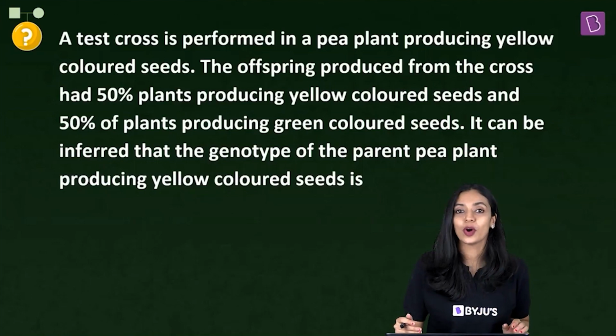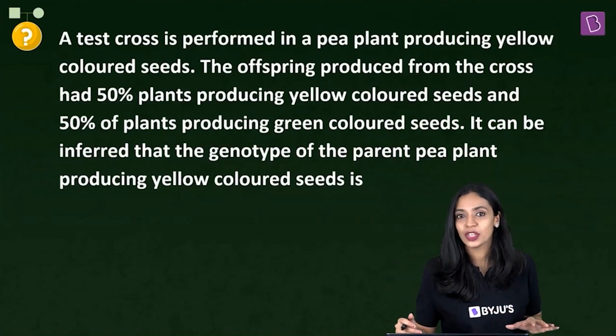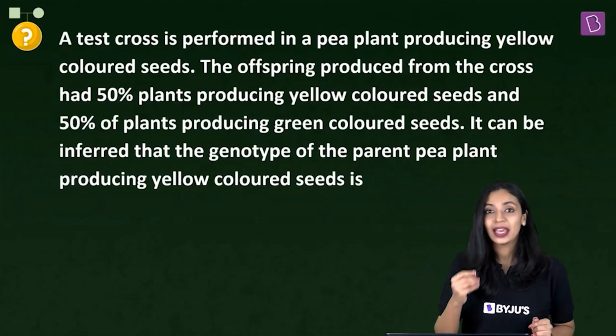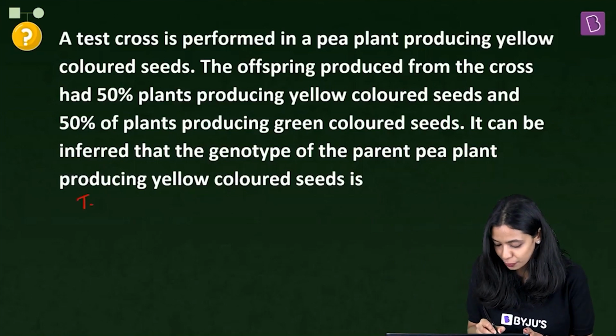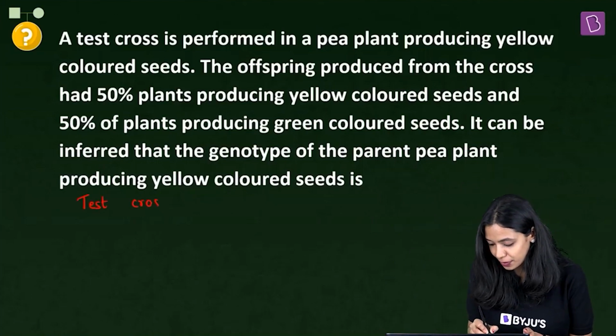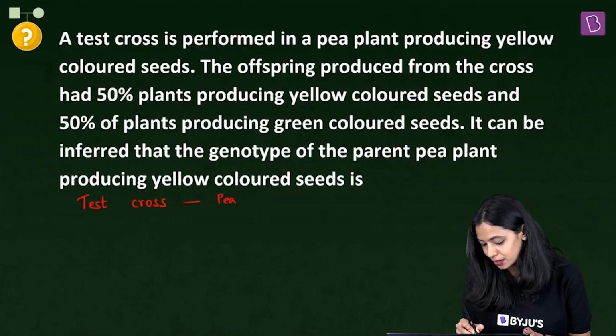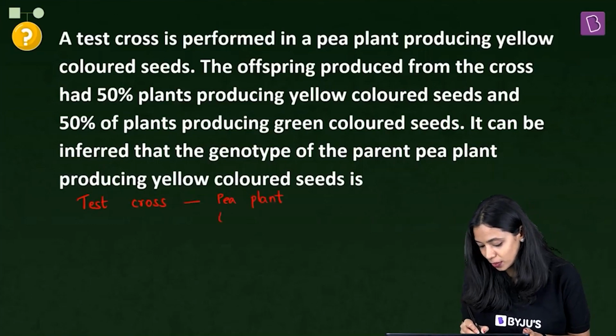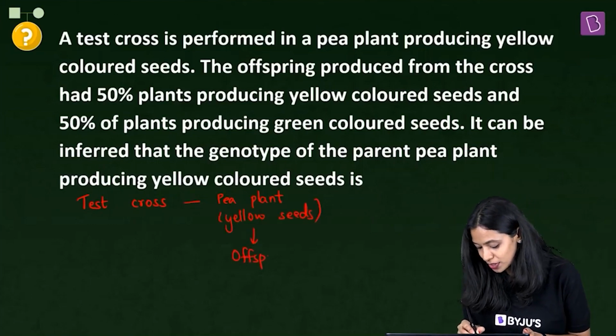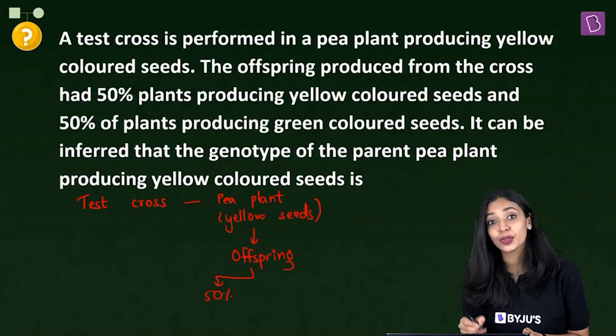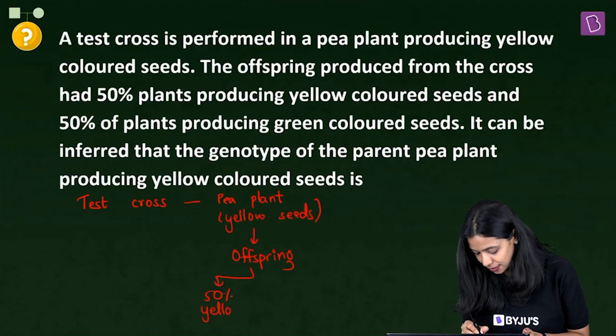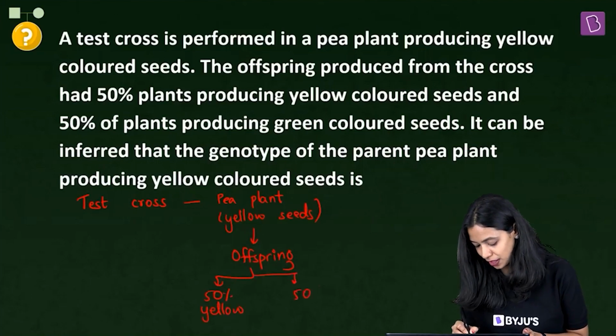Now, before I look at the options, let me first list out all the information that I can gather from this question. It is given that a test cross is performed in a pea plant that produced yellow-colored seeds. Also, it is given that in the resulting offspring, 50% of the plants produced seeds that were yellow in color, and the remaining 50% produced seeds that were green in color.